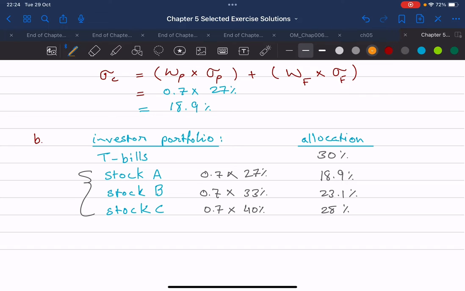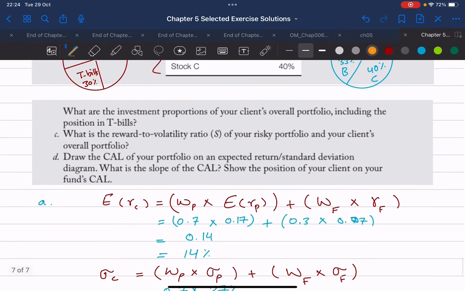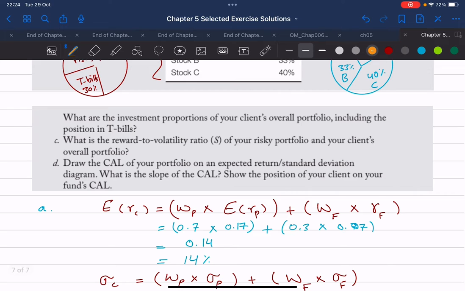As a final step, just to make sure that you've got the right numbers, I would recommend you calculate the total and make sure that it equals 100%, right? So 30 plus 18.9 plus 23.1 plus 28. And I got 100%. Okay? So that's the second requirement in the question, requirement B. Now, let's move on to part C and see what the question is asking for.